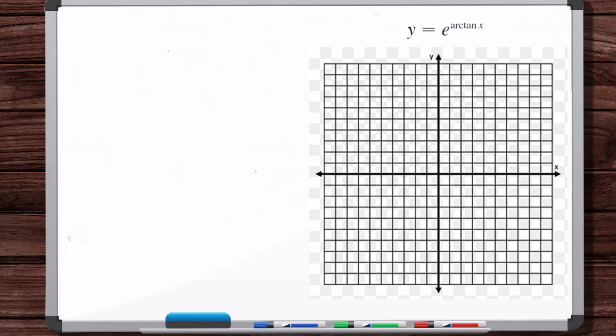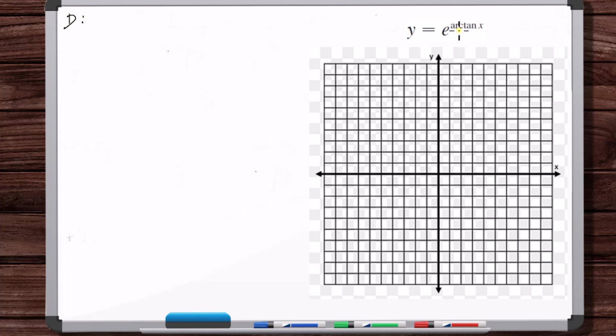All right, we're continuing with the curve sketching example problems. This is example problem number 10. In this video, we're going to sketch the function y is equal to e to the arctangent of x power. All right, step one, the domain.